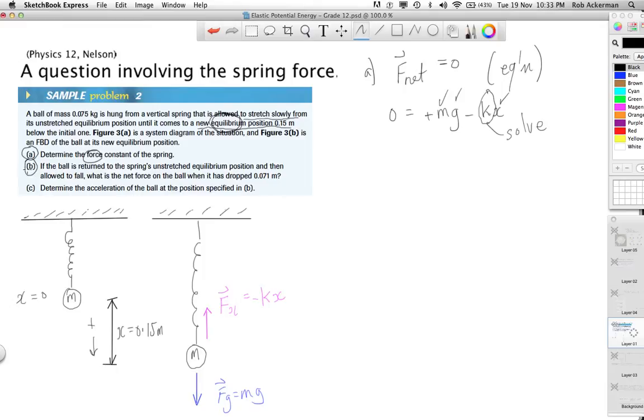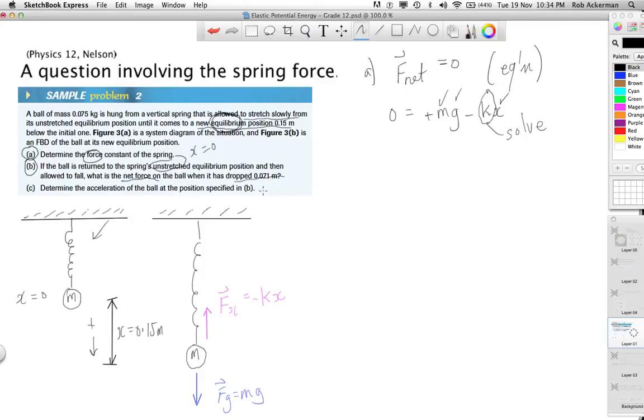Let's take a look at question B now. They say you now return the ball to the unstretched, so this means x equals 0, equilibrium position. So you hold it back up in this position right over here. But now you allow the ball to fall. You remove your hand and just let it start falling. What's it going to do? Well, it's going to pick up some speed and it's going to start bouncing up and down like this. What they're asking now is, what is the net force when the ball has dropped this amount, 0.071 meters?